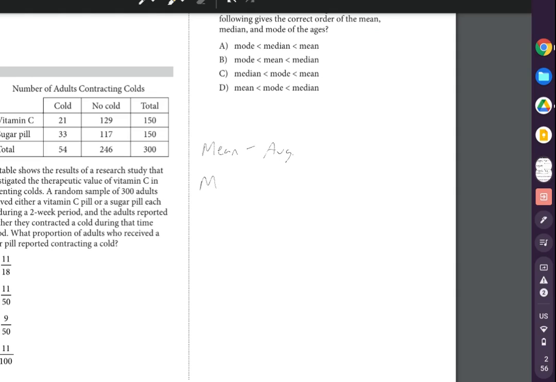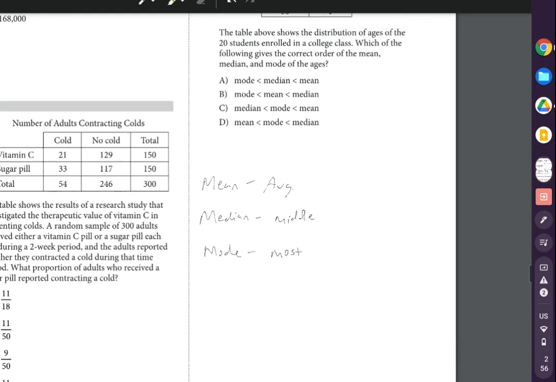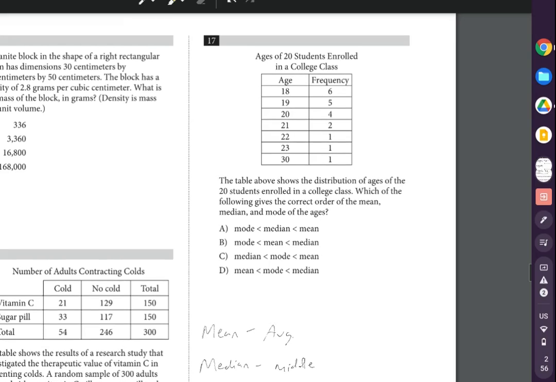The median is the middle number. So if you arrange all your data in increasing order, the number that's in the middle is your median. And then your mode is just which number appears the most. So your most frequent data point. So with that knowledge, let's look at this question.